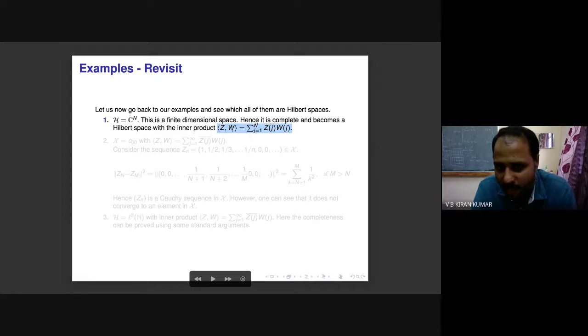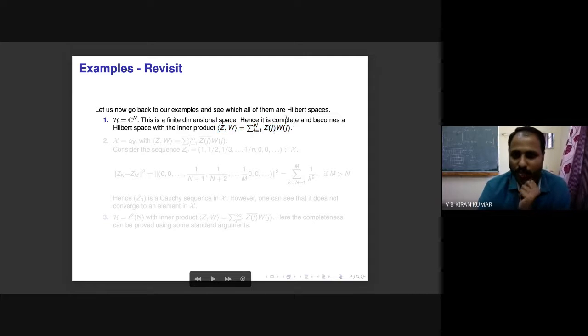See, ZZ power 1 by 2 means summation mod Zj square all power 1 by 2. So this gives you the L2 norm. So with respect to L2 norm only, this will become a Hilbert space. Otherwise, it is a Banach space only.